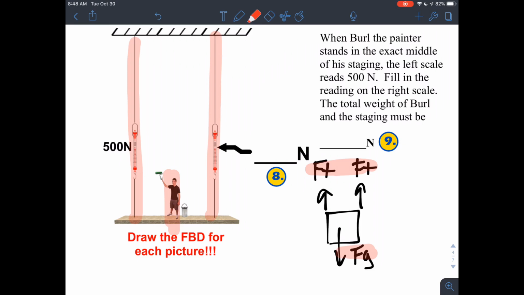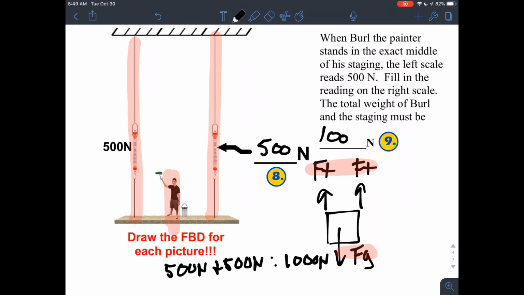We also know that because the painter is in the center, those two sources of tension must be equal to one another. So if the source of tension to the left is known to be 500, the tension to the right must also be 500 newtons. Now, if both sources of tension are 500 newtons, 500 plus 500 pulling up, then that just tells us that the weight that cancels out pulling down must be 1,000 newtons. So Burl weighs 1,000 newtons. Again, we are still in equilibrium. Our two sources of tension cancel out with our one source of weight.